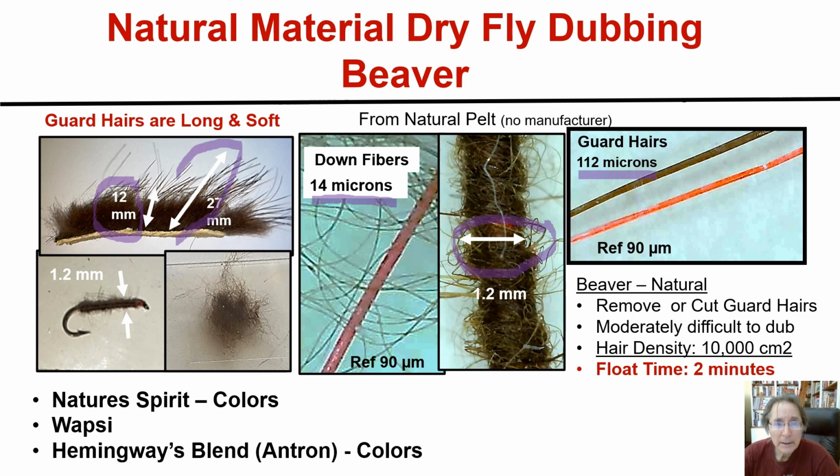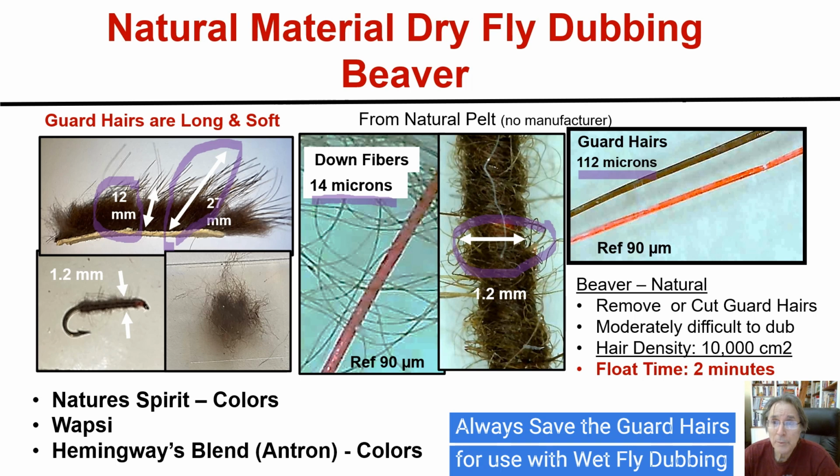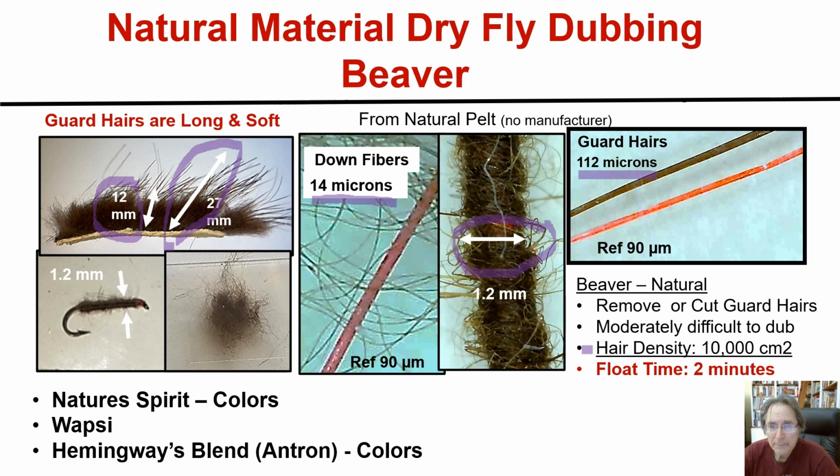By cutting the guard hairs shorter, of different lengths, and mixing with the down fibers, you can get any textured body you want, or you can remove them altogether. The hair density of the beaver is kind of typical, but the float time is almost 2 minutes, and that's because most of our dry fly furs tend to mat and bond together to prevent water from soaking in. What makes beaver also really nice is that commercially you can get it in some colors. You can buy it on the patch or in the pelt, and then you can get blended colors as well.